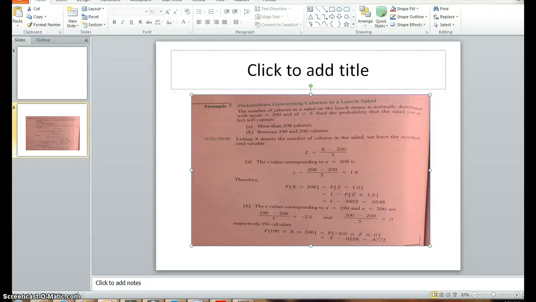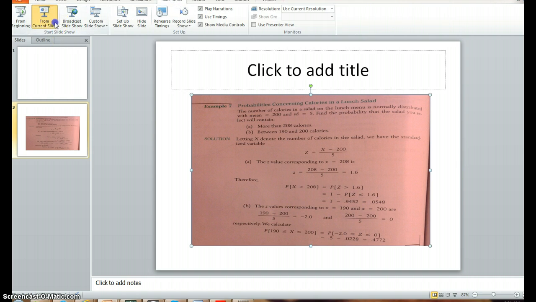Now we look at examples similar to homework question 6.29 and 6.34. So we have the number of calories in a salad on the lunch menu, which is normally distributed with mean, this means population mean, equal to 200 and standard deviation 5.